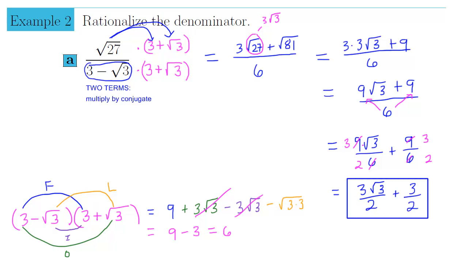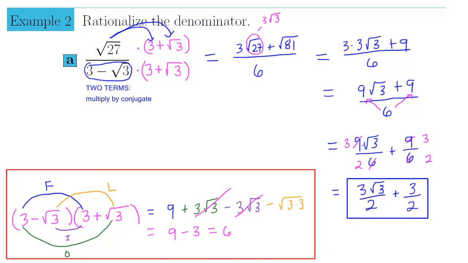So let's walk through this again real quick, because this was a fairly complicated problem. To rationalize the denominator when you have two terms, you know you have to multiply by the conjugate. So our first step was to figure out what multiplying by the conjugate did to the denominator. So that's where this 6 came from, because we ended up with 6 as a result here. After that, we had to figure out what happened in the numerator, so we went ahead and distributed out our root 27 in the numerator.